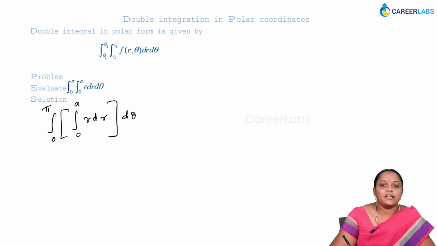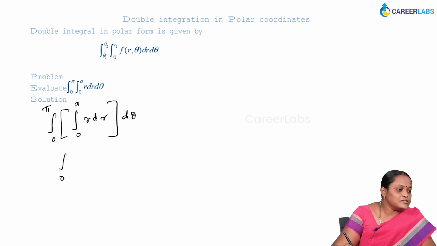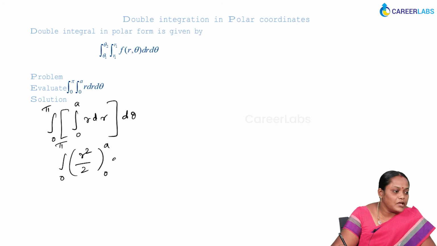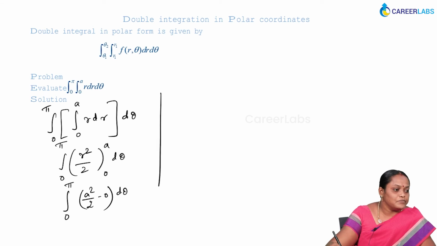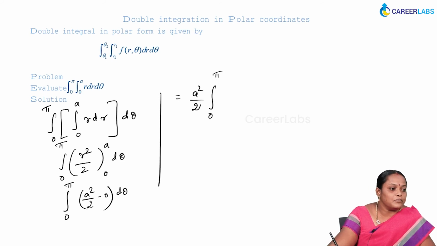So when you integrate r with respect to dr, it is r square divided by 2. So this is integral 0 to pi, for r, it is r square divided by 2 over the limit 0 to a d theta. When you apply the limit, this will give you integral 0 to pi a square by 2 minus 0 into d theta. So a square by 2 is a constant. Let me take this a square by 2 outside the integral. The remaining is integral 0 to pi d theta.